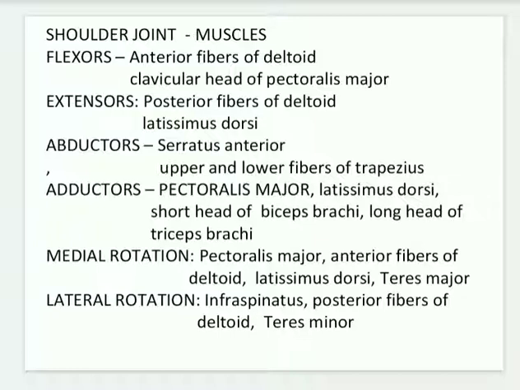Flexors: the anterior fibers of deltoid, clavicular head of pectoralis major. Extensors: posterior fibers of deltoid, latissimus dorsi. Abductors: serratus anterior, upper and lower fibers of trapezius. Adductors: pectoralis major, latissimus dorsi, short head of biceps brachii, long head of triceps brachii. Medial rotation: pectoralis major, anterior fibers of deltoid, latissimus dorsi, teres major. Lateral rotation: infraspinatus, posterior fibers of deltoid and teres minor.